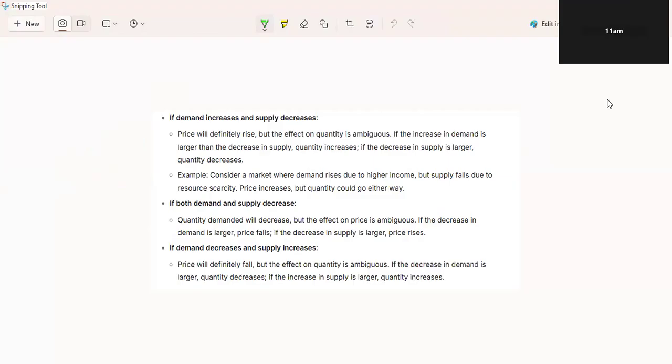The quantity demanded will also decrease. Okay, if demand decreases and supply increases, what will happen? The price will definitely fall. So these are the three implications that will happen.